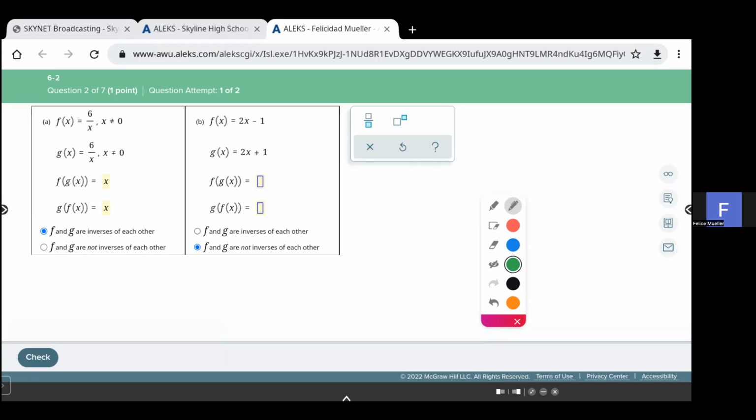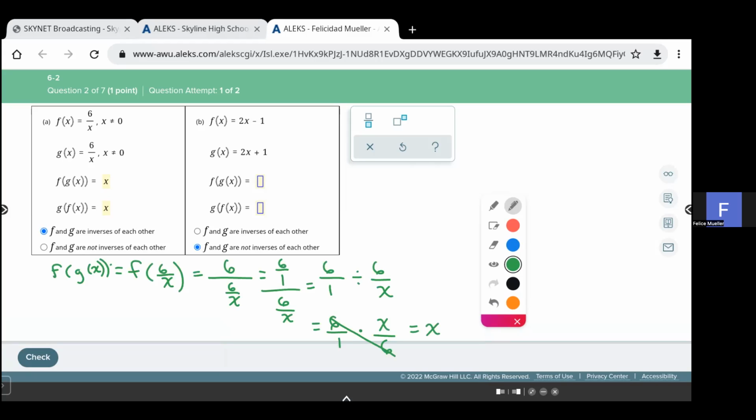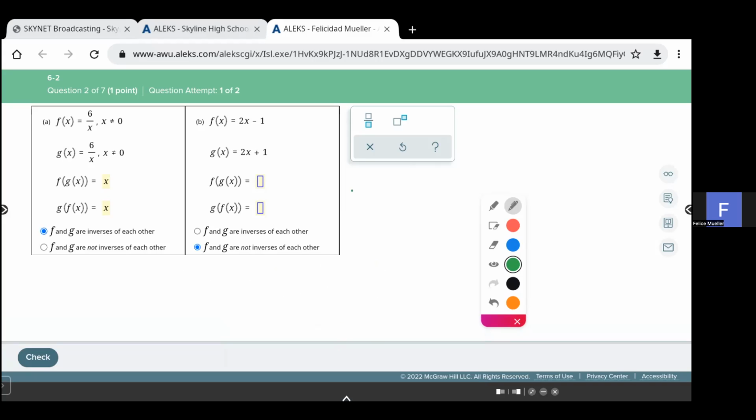For part B, we're going to do f of 2x plus 1. So that would be 2 times 2x plus 1, which is 4x plus 2. And then for g, I'm going to do 2x. Oh, and then I forgot the minus 1. So minus 1, so this is 4x plus 1.